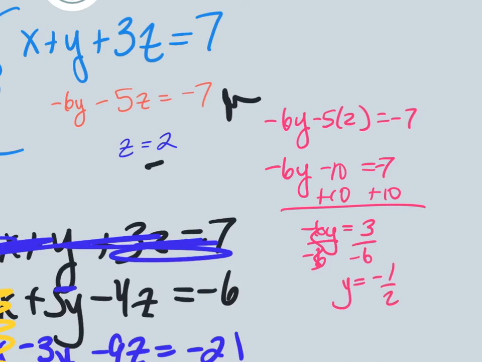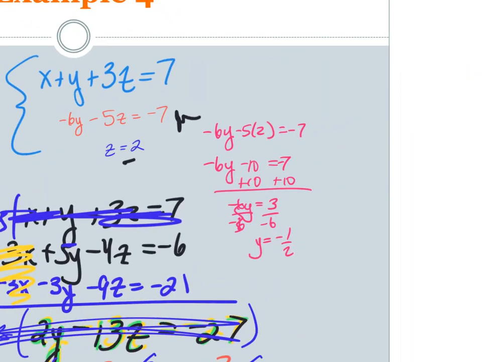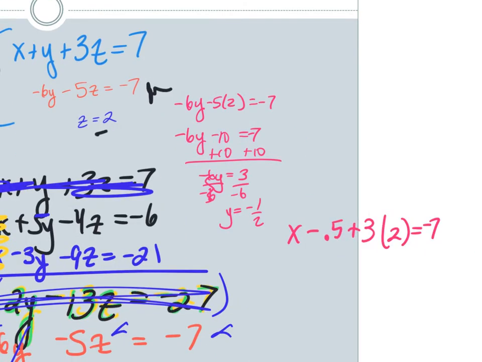That's why I put this problem on here. So, yes, it's a fraction. Could you convert it to a decimal because it's a terminating decimal? Sure. To find what x is, you could just say, okay, x minus, you want to say 0.5 to make it easier? Plus 3 times, what was z? 2? Does that equal negative 7, or what does?